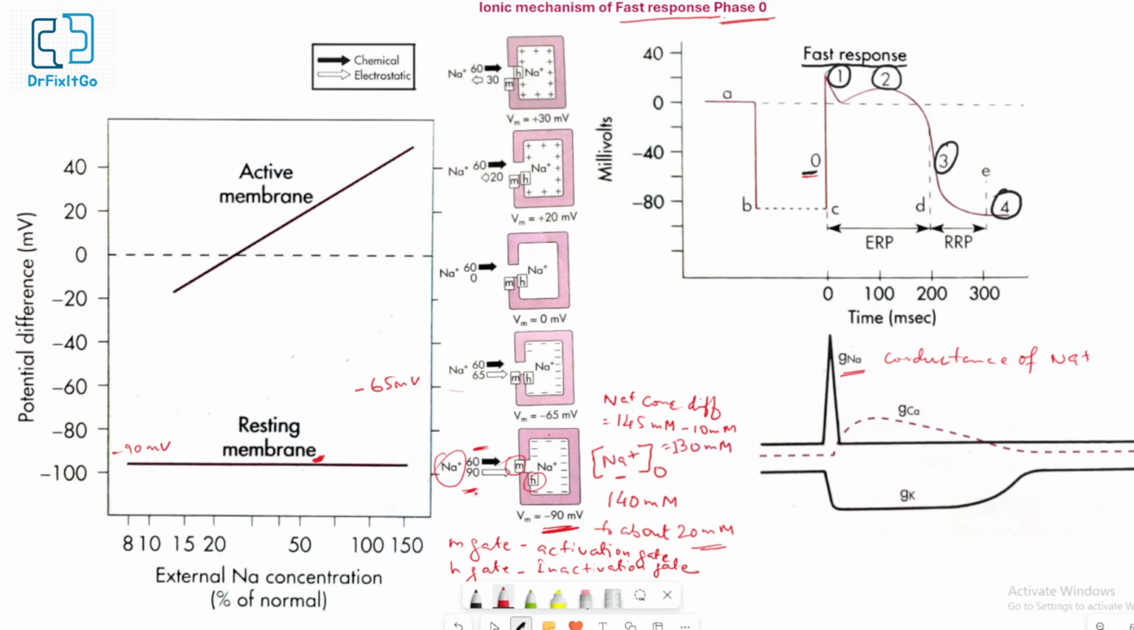A potential difference of 60 millivolts, with the inside more positive than the outside, is necessary to counterbalance the chemical or diffusional force according to the Nernst equation for sodium ions. Therefore, the net chemical force that favors the inward movement of sodium ions is equivalent to a potential difference of 60 millivolts. In the resting cell, the total electrochemical force that favors the inward movement of sodium ions is 150 millivolts.